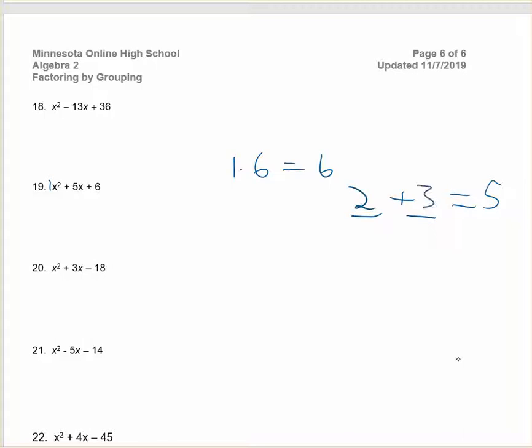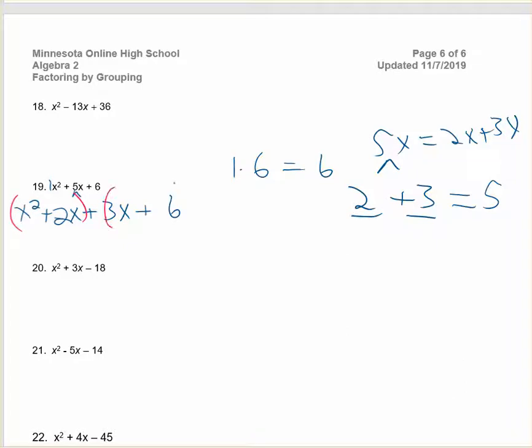And probably pretty quickly you can see that 2 times 3 is equal to 6, and 2 plus 3 equals 5. So these are my factors that I want to rewrite 5x as. So 5x would be equal to 2x plus 3x. And that's what I'm going to rewrite my middle term as. So we're turning this into a problem that has 4 terms instead of 3 by rewriting the middle term. This one, there's no negative, so it doesn't matter which order I do. And then I put parentheses around the first 2 terms and around the last 2 terms. Because this sign is a plus, I don't have to worry about any negatives.